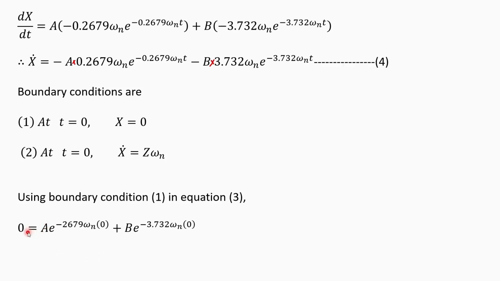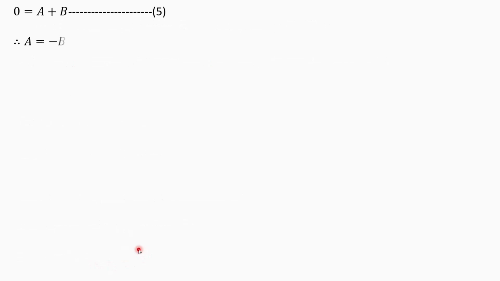So x is equal to a e raised to minus 0.2679 omega n t plus b e raised to minus 3.732 omega n t. In place of t we substitute 0, and in place of x also it is 0. So x is equal to 0 on the left hand side, and t is equal to 0 we have substituted. Now e raised to minus 0 is 1, so this is a multiplied by 1 plus b multiplied by 1, which is nothing but a plus b. So 0 is equal to a plus b, or a is equal to minus b.